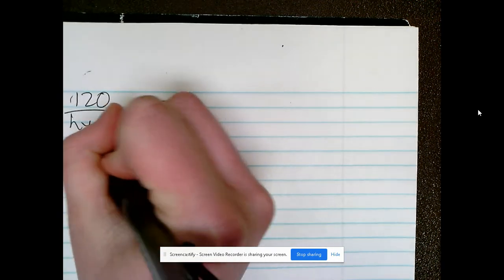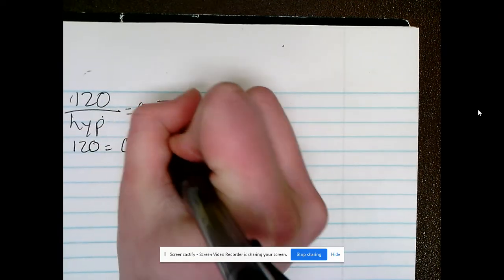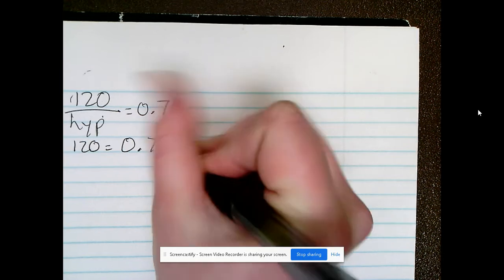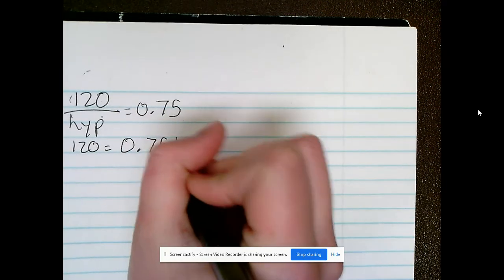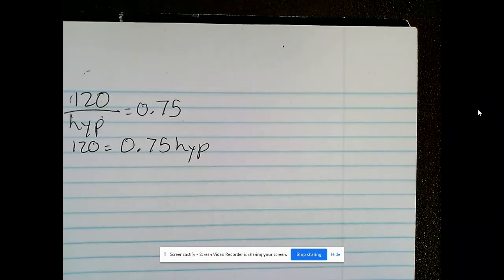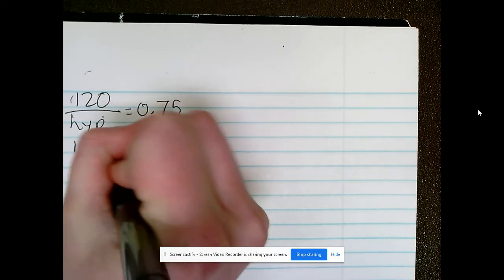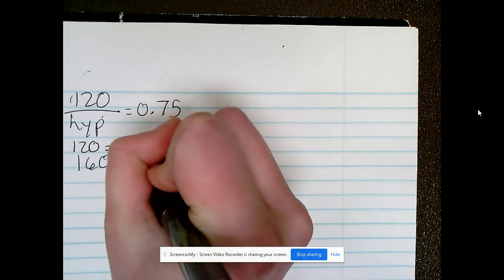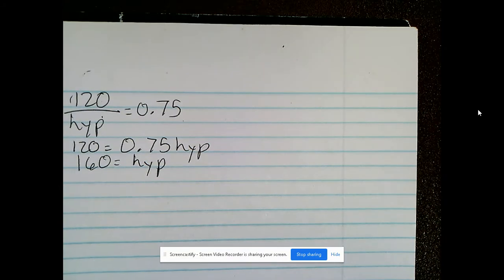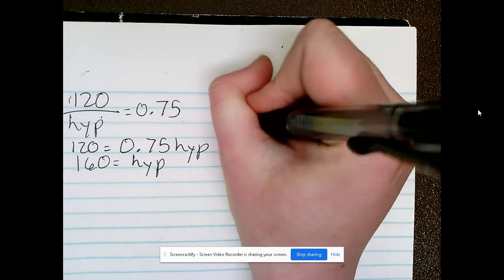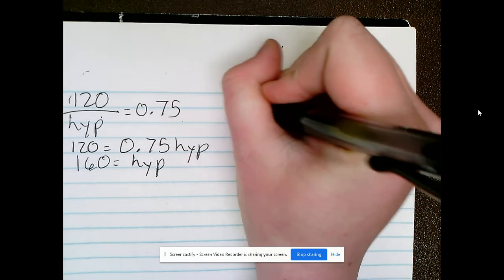So we multiply both sides by our hypotenuse so we can get rid of the fraction. Then let's divide 120 by 0.75, and we get 160. So now we know our hypotenuse is 160, and we needed to find our hypotenuse so we could apply it to find our opposite.